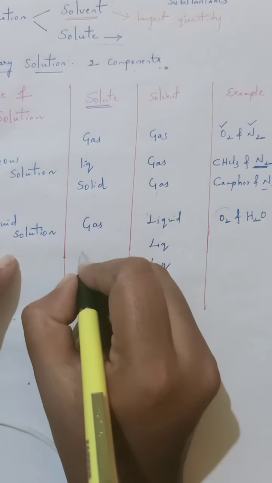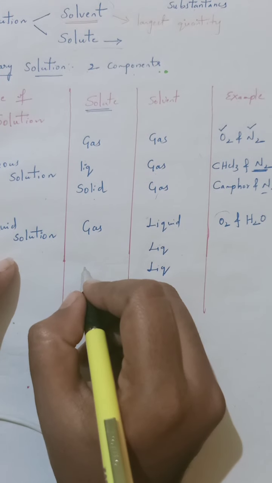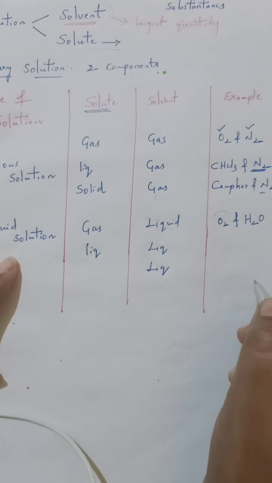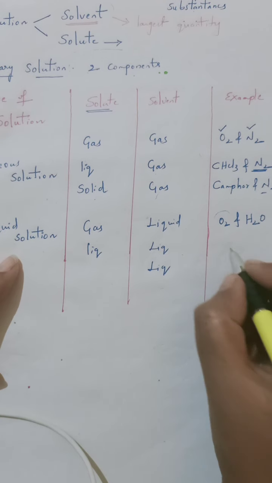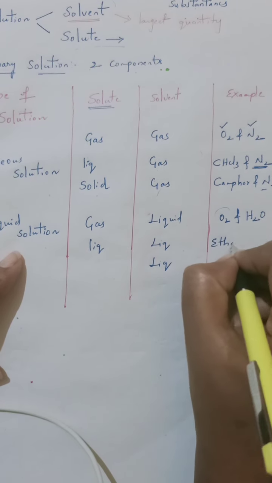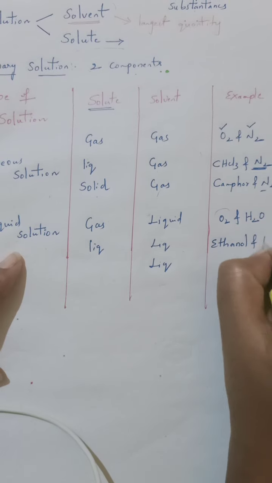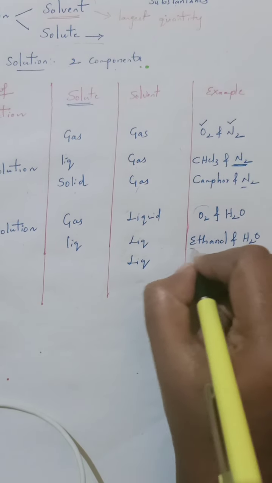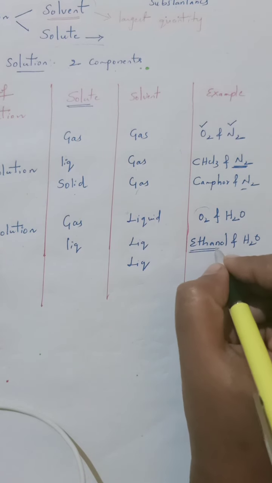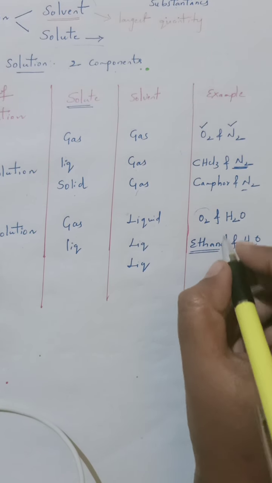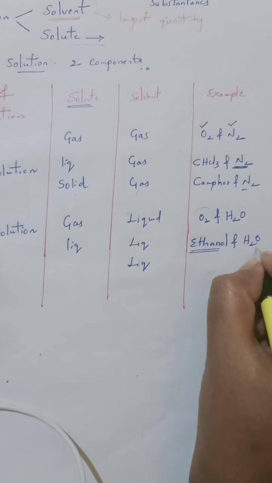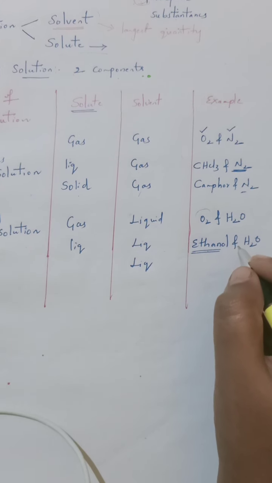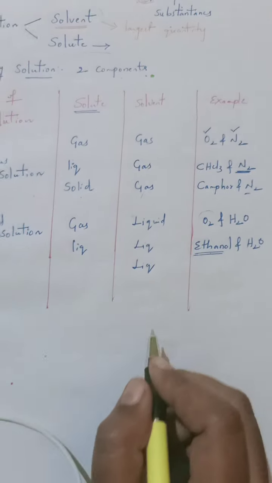And the next example, so the next type of liquid solution is a liquid dissolved in a liquid solvent. Example, ethanol present in water, or a mixture of ethanol and water. We know ethanol is an alcohol. Alcohol is always present in liquid state. So this liquid solute is dissolved in a liquid solvent. That ethanol and water mixture is an example of a liquid solution.